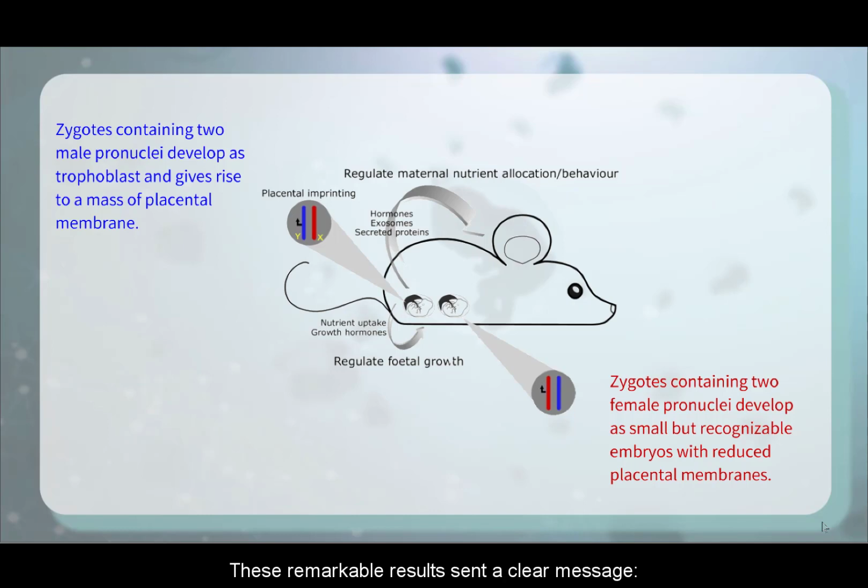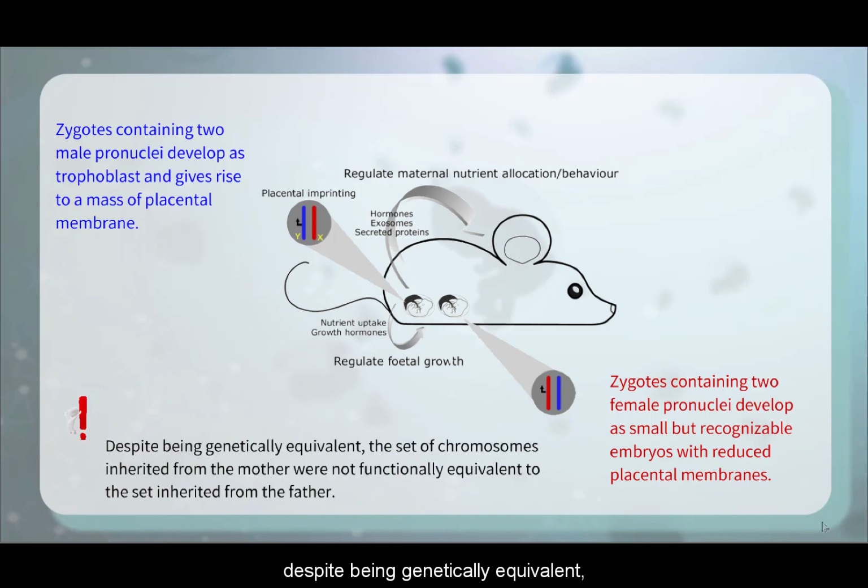These remarkable results sent a clear message. Despite being genetically equivalent, the set of chromosomes inherited from the mother was not functionally equivalent to the set inherited from the father. For normal development to occur, one set of chromosomes from each parent was required. Then what are the genetic features that characterize imprinted genes?